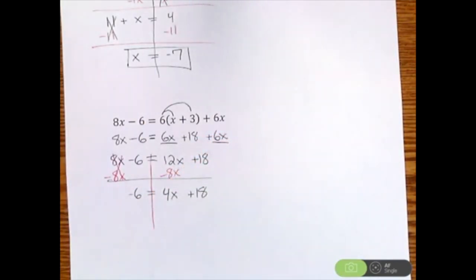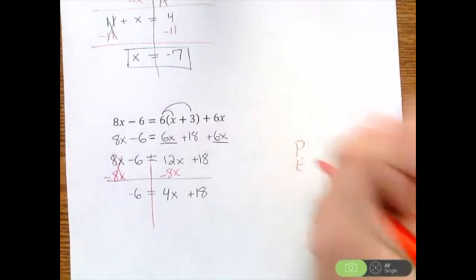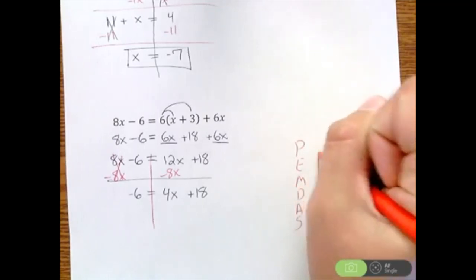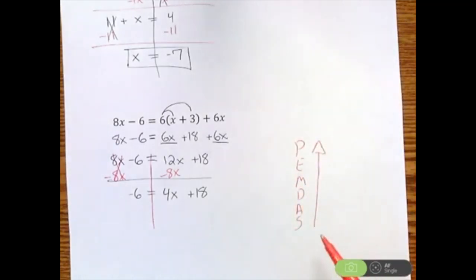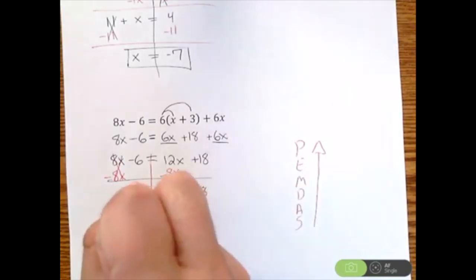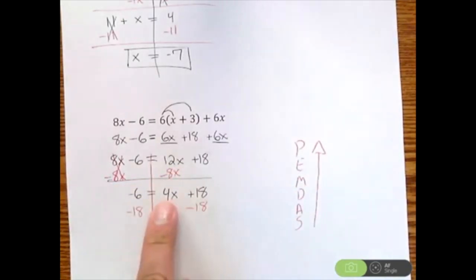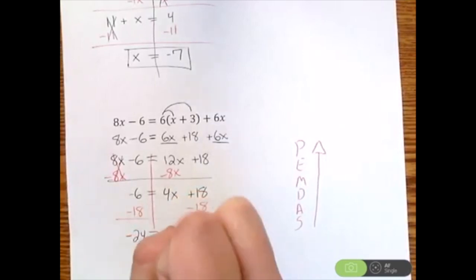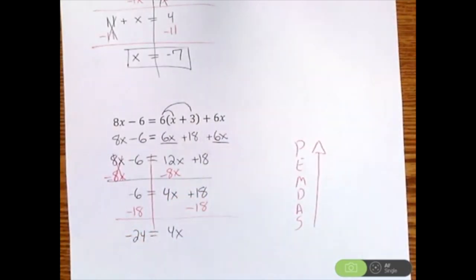And then from here on out, we're just solving like we've been doing. We're doing the order of operations backwards, which means PEMDAS backwards. That's get rid of addition and subtraction first, then we'll get rid of multiplication, division, then exponents, then parentheses. So subtract 18, because I want to get this x by itself, so I got to get rid of the 4 and the 18, getting rid of the addition first. It's going to give us negative 24 equals 4x.